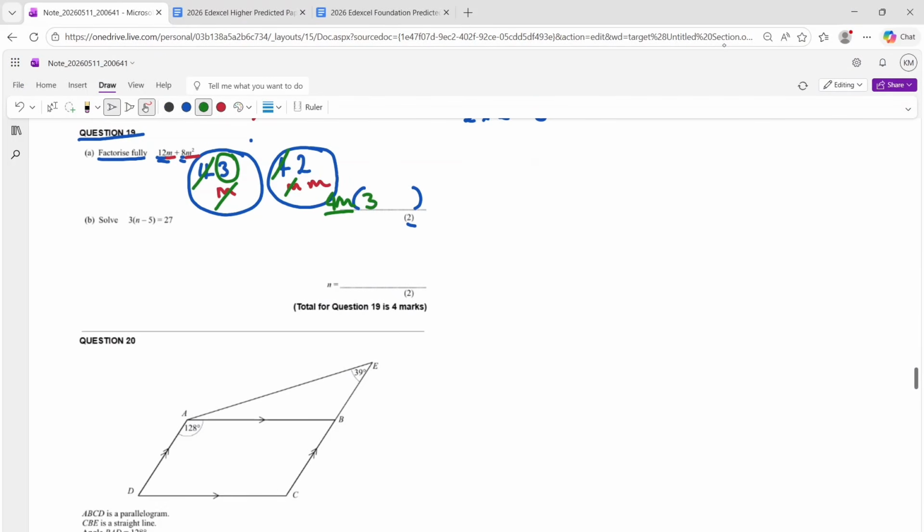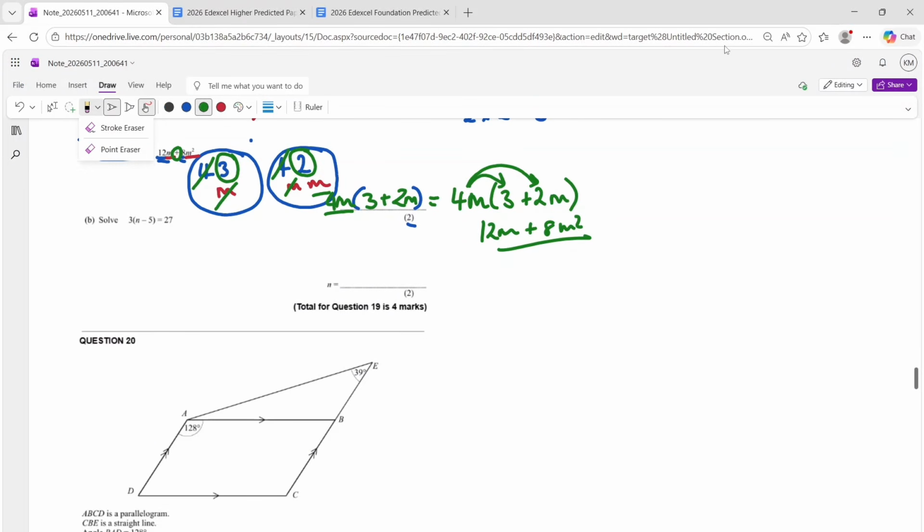So I've got a 3, the sign is positive, and I've got a 2 left over here, and an m, so 2m. So my final answer, you can't see that very well, so I'll write it here, is 4m(3 + 2m). And you can check it by expanding it back out again. 4m times 3 is 12m, and 4m times 2m is 8m squared, which is what I had originally. So I'm just going to rub that out, but that means it is the correct answer. So that is my final answer for 2 marks.